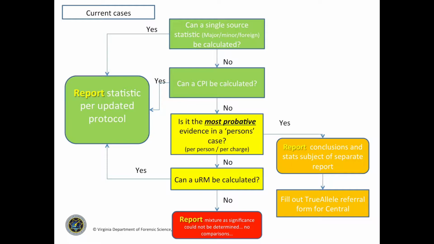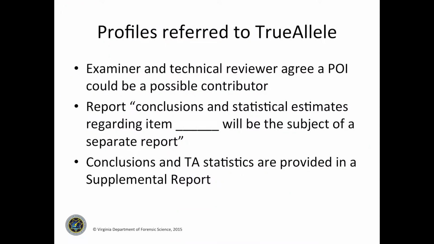It doesn't preclude us from going back to it 2 months, 5 months, 3 years down the road if that particular profile does become probative. But for the short term, our TrueAllele team could not handle a huge influx of cases. So particularly the only cases that are coming to TrueAllele right now are the cases I mentioned before, they're persons cases and where it's the most probative evidence.